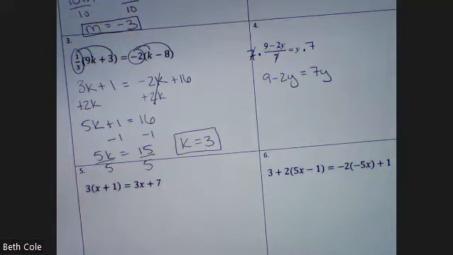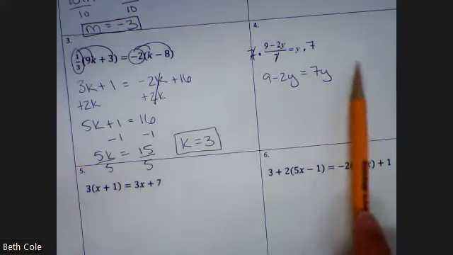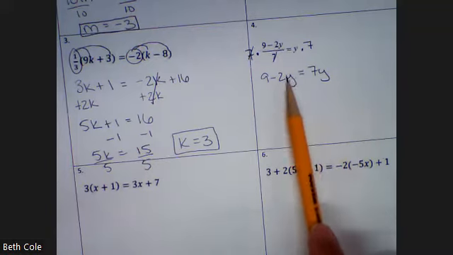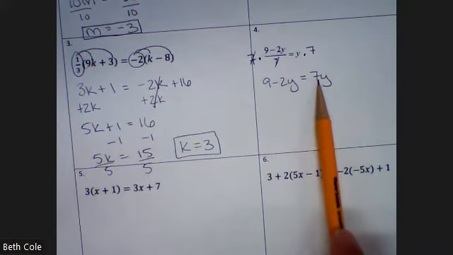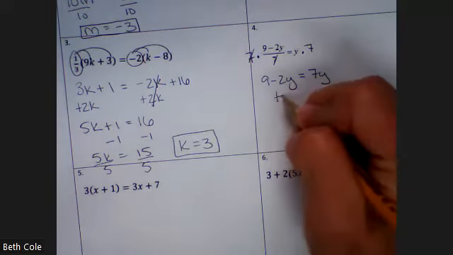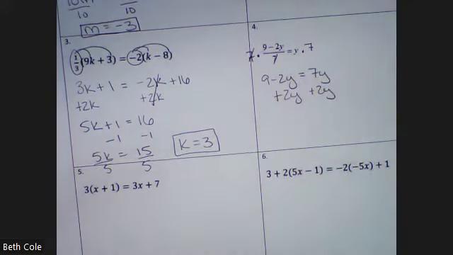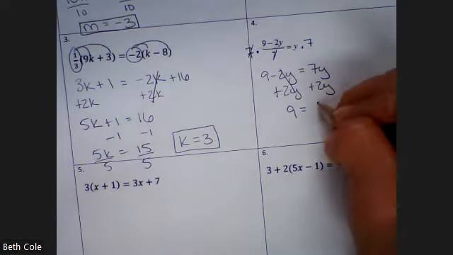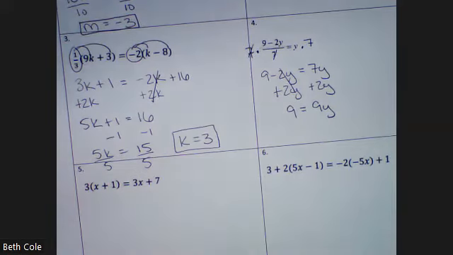I just got done saying always move the variable to the left. We can still do that. However, this one's kind of weird because there's no other number over here. So this is one of those rare situations where I would maybe move the variable to the right. Are you following me there? Because there's no other number. So let's add the 2y over. At the end of the day, it really doesn't make a difference. So that would give us 9 equals 9y.